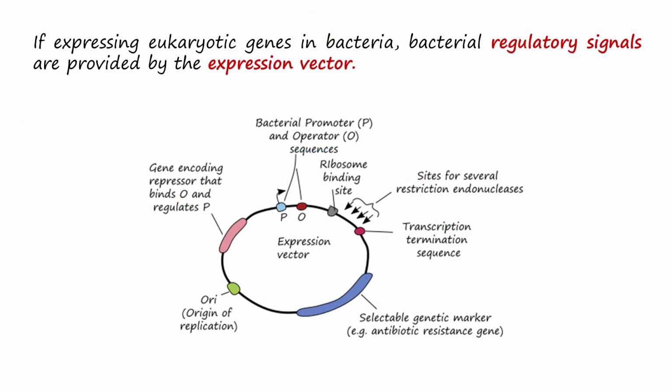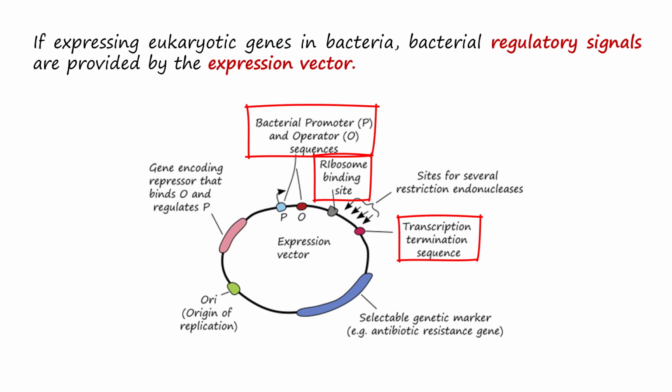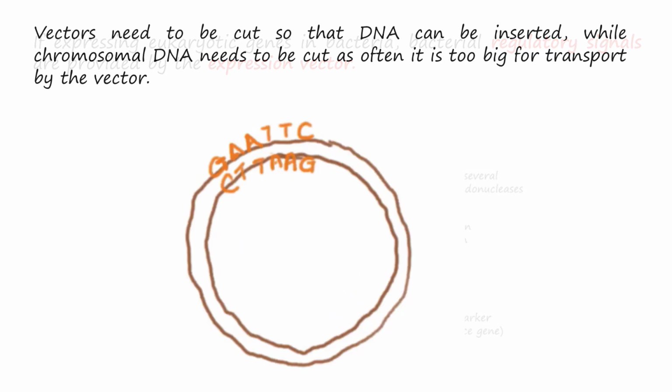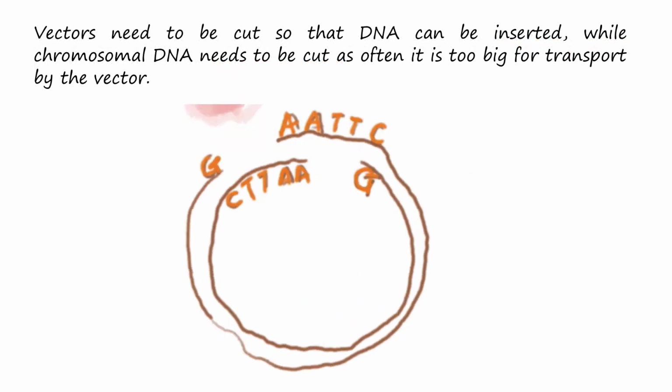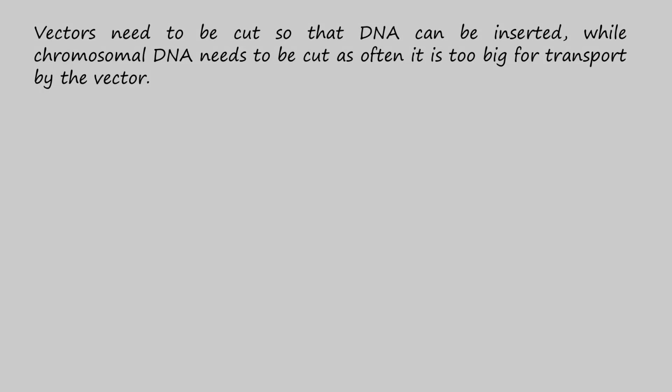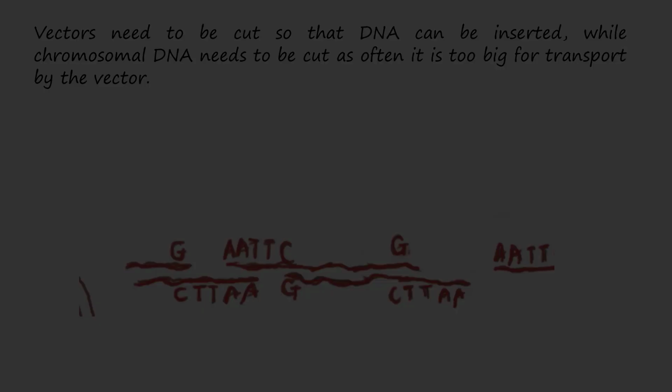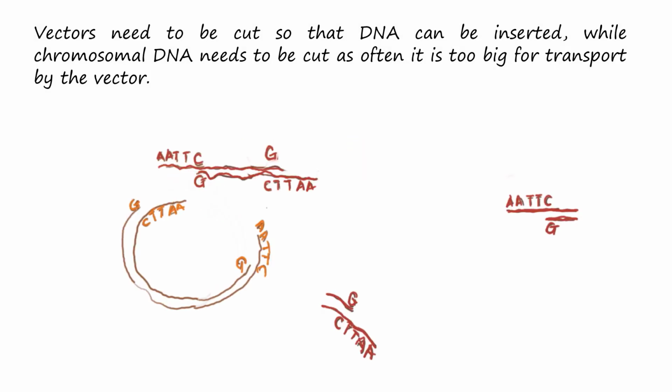If the gene inserts are to form proteins, an expression vector is used, which contains elements such as a promoter and a ribosomal binding site. If expressing eukaryotic genes in bacteria, the expression vector provides bacterial regulatory signals. Vectors need to be cut so that DNA can be inserted, while chromosomal DNA needs to be cut, as often it is too big to be transported by the vector.